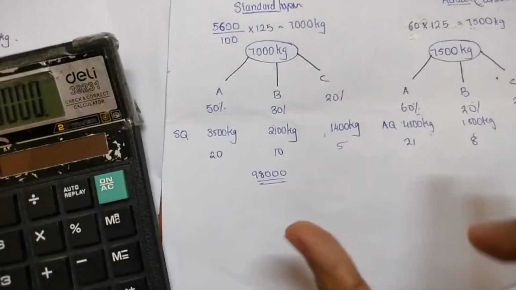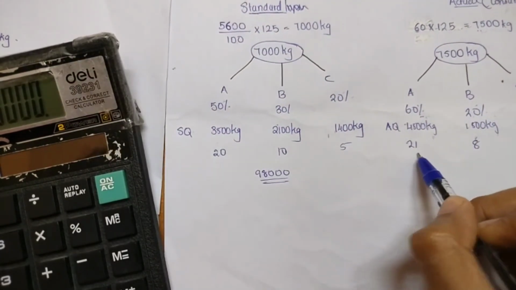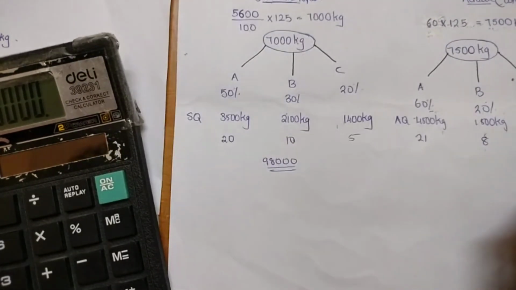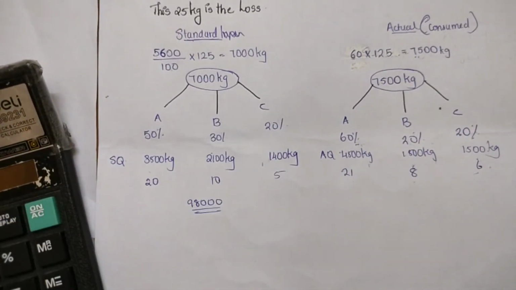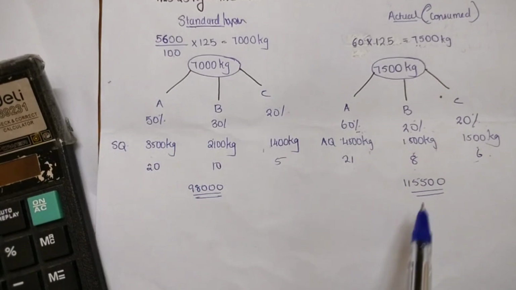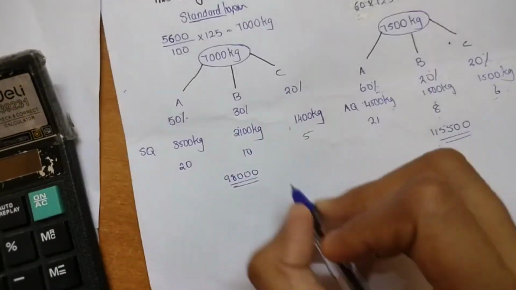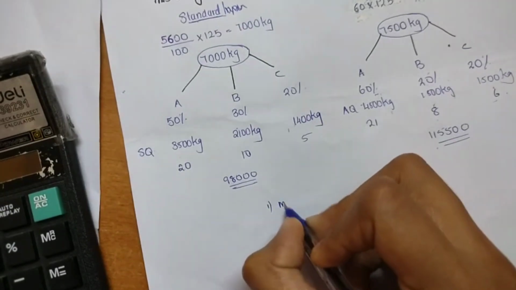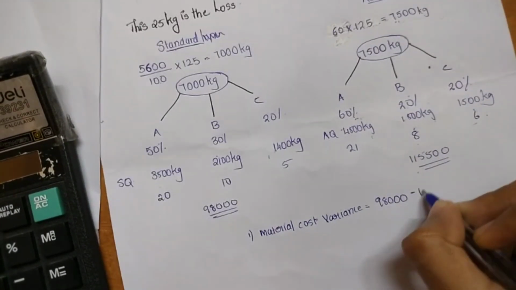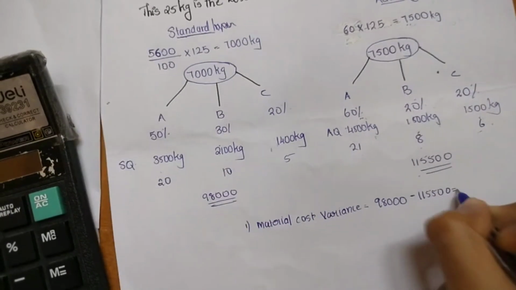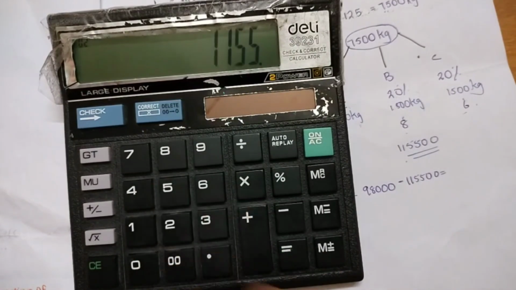So you have to find the actuals by yourself. I will just help you. That is 4,500 into 21 plus 1,500 into 8 plus 1,500 into 6. That's it. Do it by yourself and you will get the actual cost. So first find material cost variance. Material cost variance will be 98,000 minus 115,500. So how much will be the answer?